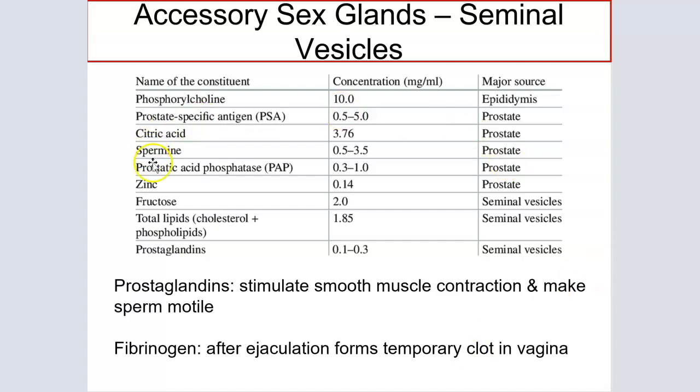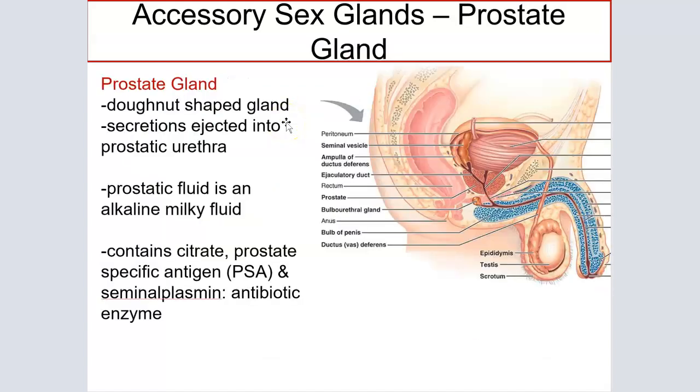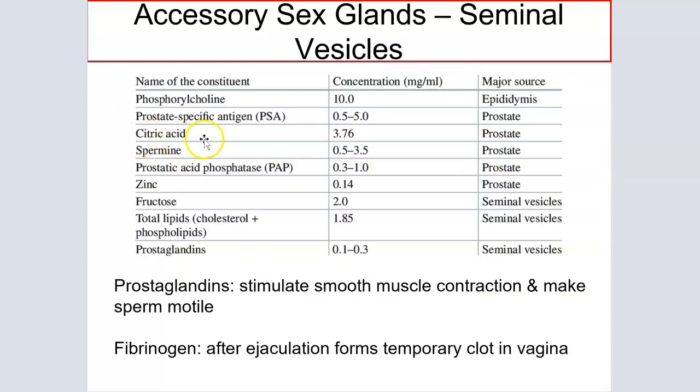Now you'll notice that the prostate gland makes a lot of different secretions, and the prostate gland is this donut-shaped gland inferior to the urinary bladder. When the prostate gland releases its secretions, they go right into the prostatic urethra. This fluid is alkaline and milky white, and it has some different substances in it. Again, you can see some of them here. It has citrate, otherwise known as citric acid, that helps with fertility and helps the sperm become more mobile. It has prostate-specific antigen, PSA. This is an antigen that's produced. It helps break through cervical mucus, and it's an antigen, like a cellular ID card.